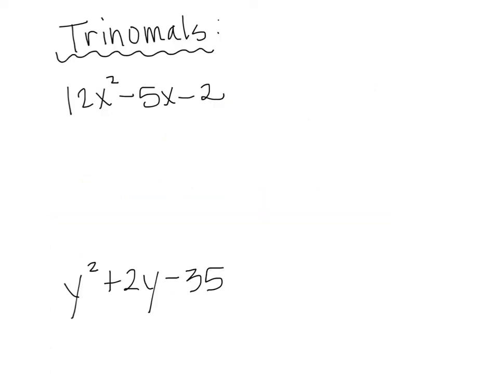Okay, let's look at factoring trinomials. When you have trinomials, what you really want to focus on is whether there's a number in front of x squared or not. So in this case, there is a number in front of the x squared. We're going to have to use the box. In this case, there's nothing or a 1 in front of that y squared, so we can use the shortcut.